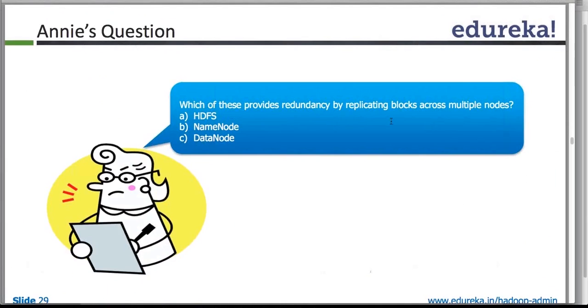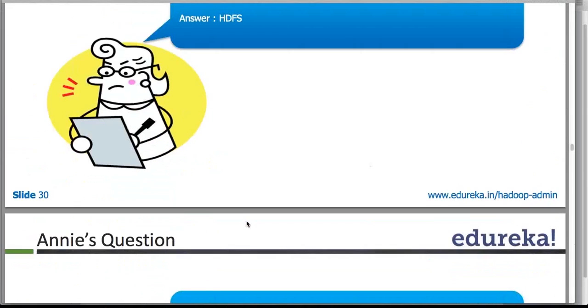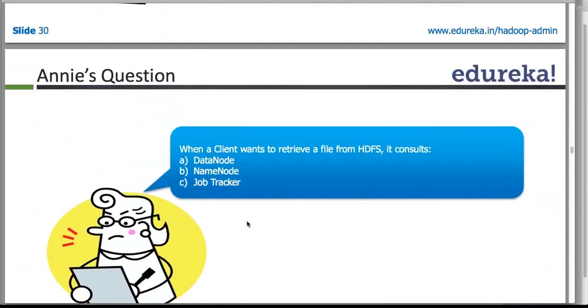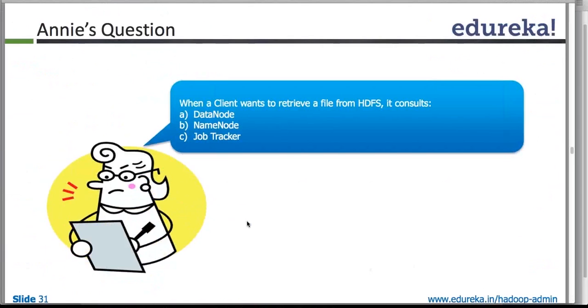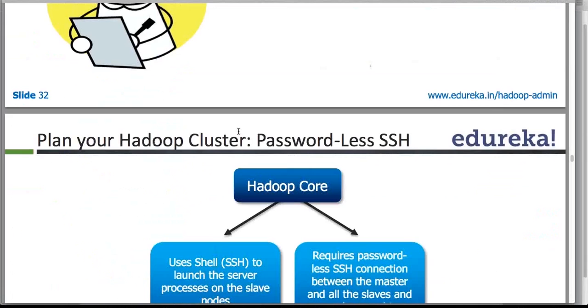Which of the following provides redundancy by replicating blocks across multiple nodes? Which provides the replication across multiple nodes: name node, data node, or HDFS? So it is a feature of your HDFS file system. When a client wants to retrieve a file from HDFS, it always consults the name node, right? Because it is the master.